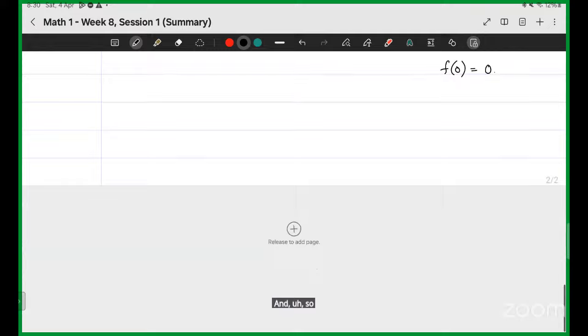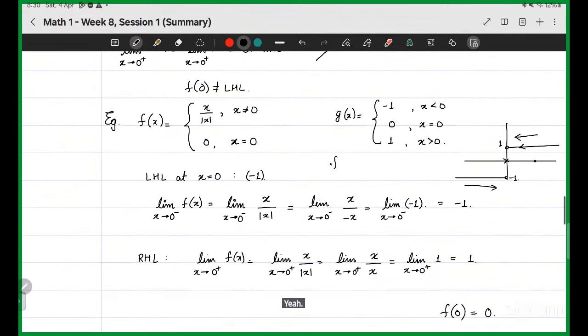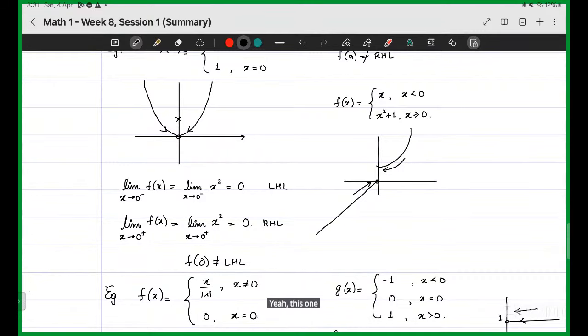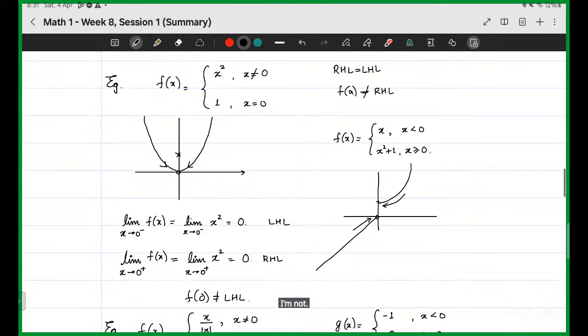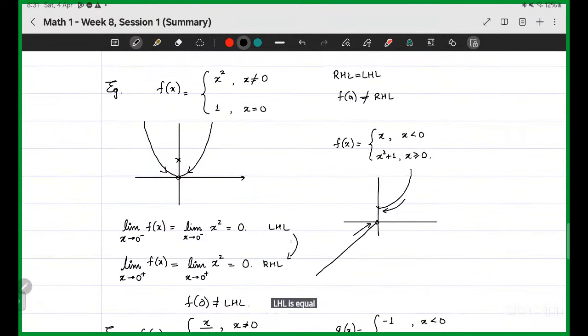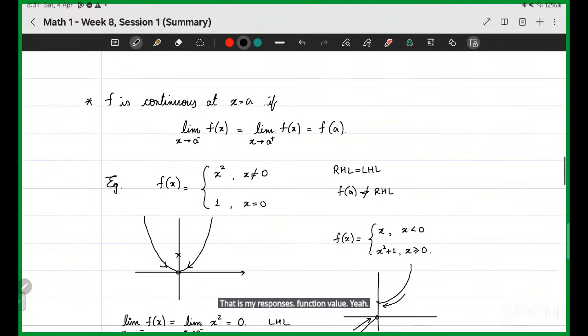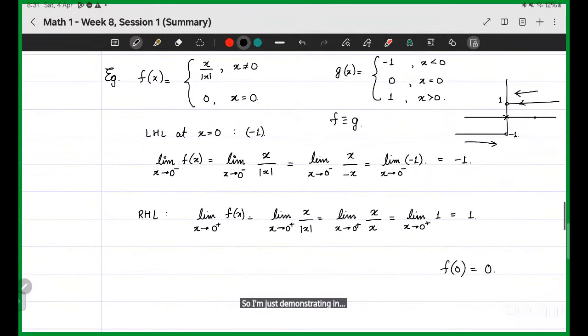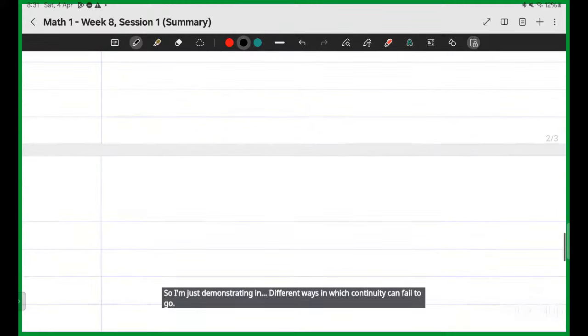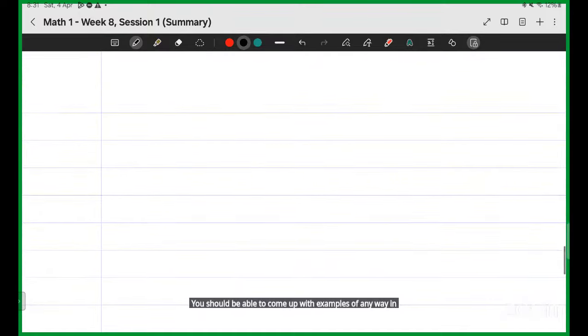And so g of x is basically the same thing as f of x here, right? Yeah, f is equal to g. But in the previous function, which is a parabola, this one, which you have drawn, this is continuous now. So LHL is equal to RHL is satisfied, but deliberately we have defined it differently at the point x equal to 0. We have given it the value 1. So for continuity, you need both of those limits to be equal to the function value as well. So I'm just demonstrating in different ways in which continuity can fail to work. You should be able to come up with examples of any way in which continuity fails.